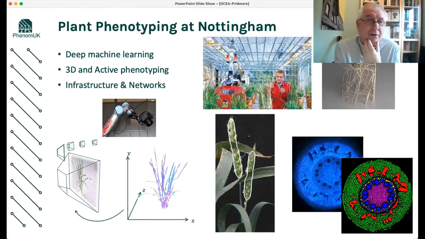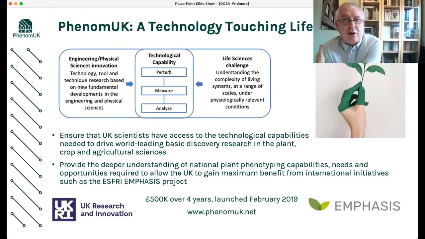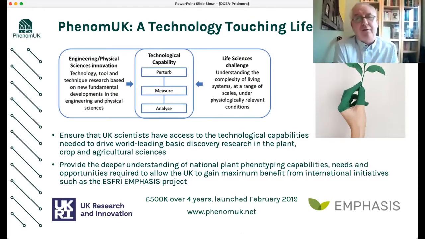The other thing that I've got involved in over the last 5 years or so is infrastructure and networks. So as Katia says, I'm currently the director of Phenome UK. This is a UK National Plant Phenotyping Network. It's funded from UK Research and Innovation under a scheme known as Technology Touching Life, and the goals of the network are here. The basic idea is that they want us to bring people from engineering and physical sciences into contact with people from the life sciences to try to develop technological solutions that are needed to support discovery science.